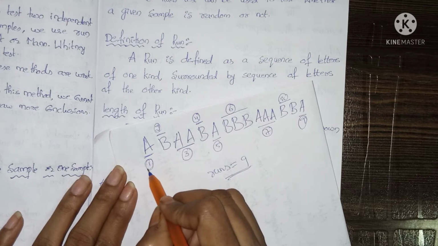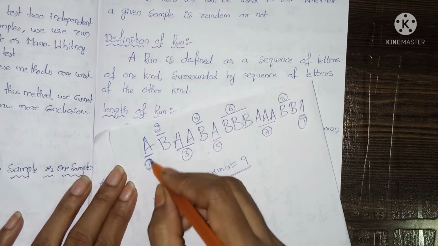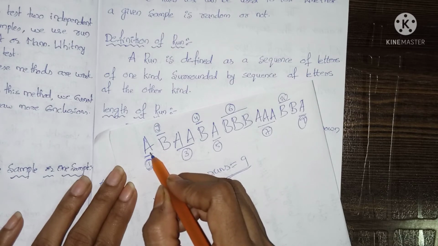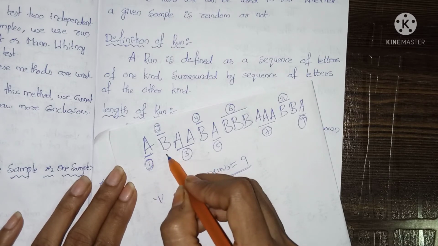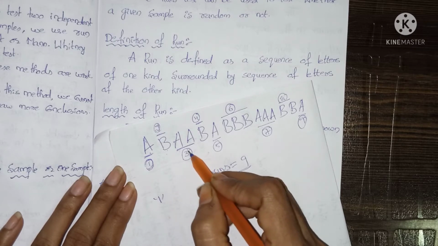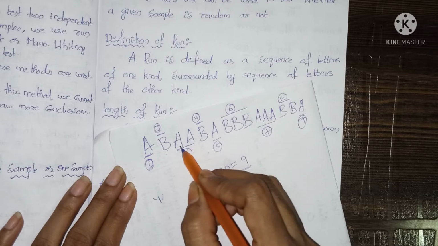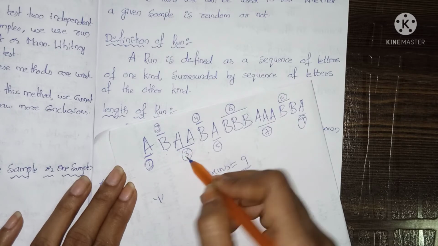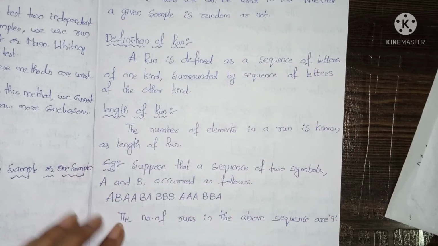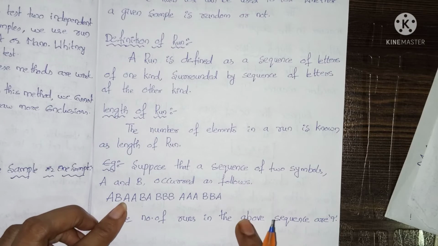Now we'll see the length of each run. In the first run the length is 1, because we have only one element. The second run is also 1. But the third run has 2 elements. So length means the number of elements present in a run. That is called the length of the run. That is the example we have seen here. And the next topic is the test for randomness.